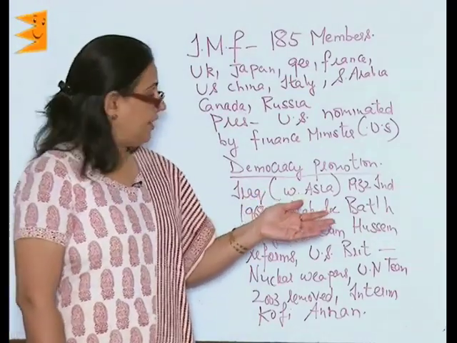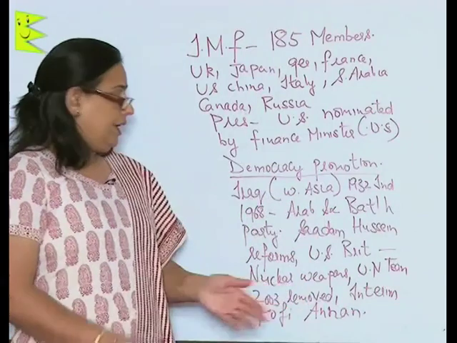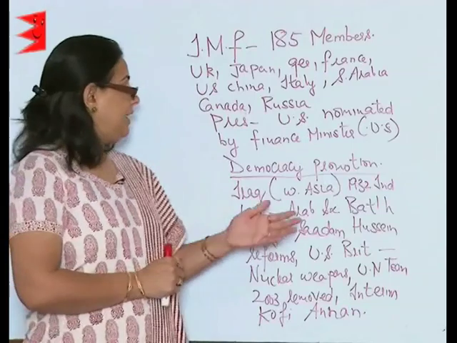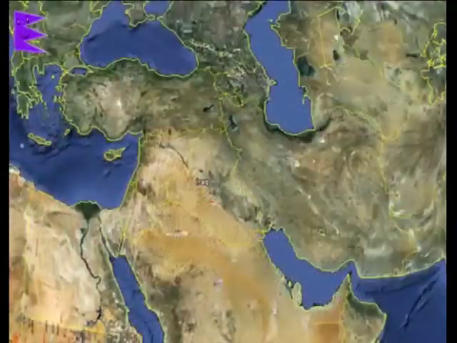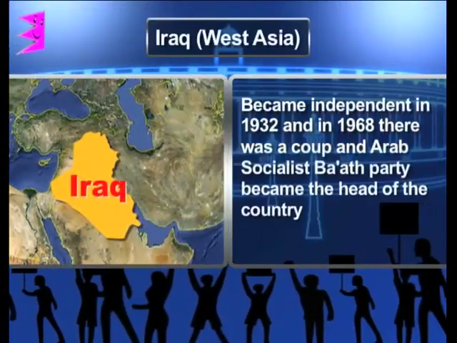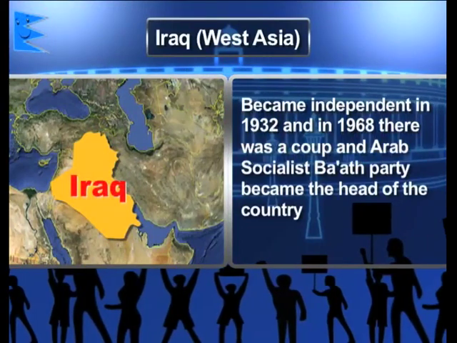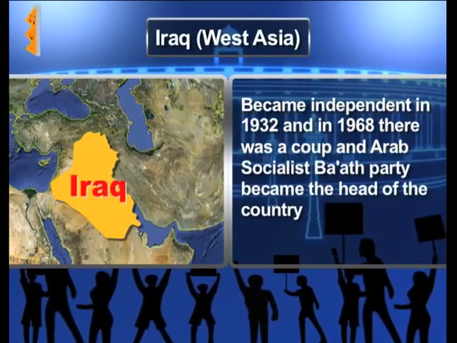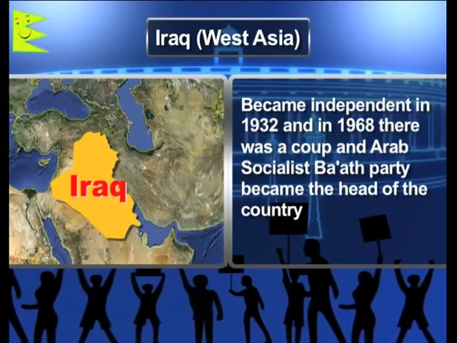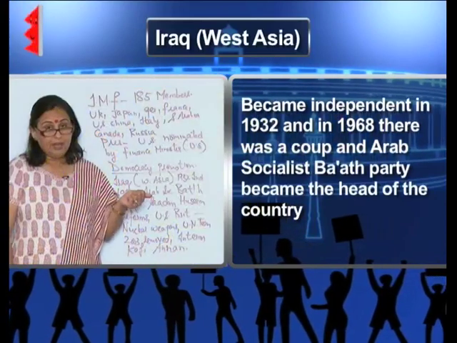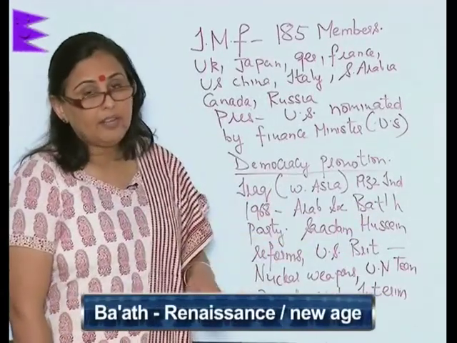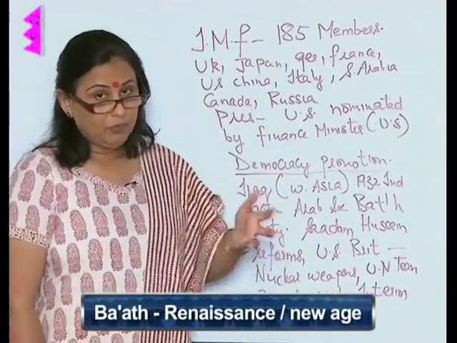Democracy promotion, if I try and talk about it, has also been a very sorry state of affairs. I am taking the example of Iraq, a country in West Asia. It became independent in the year 1932, and in the year 1968, there was a coup and the Arab Socialist Baath Party became the head of the country. The word Baath means renaissance, a new age, reformation.